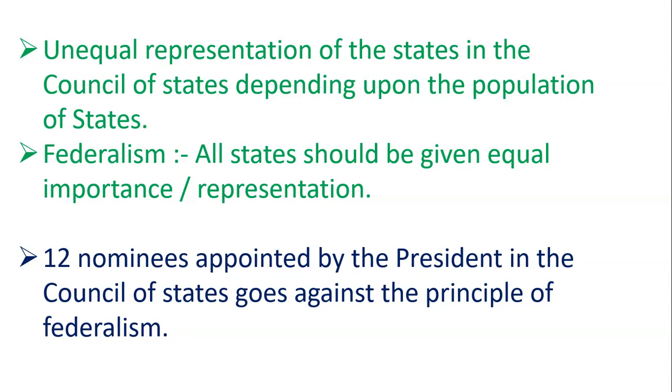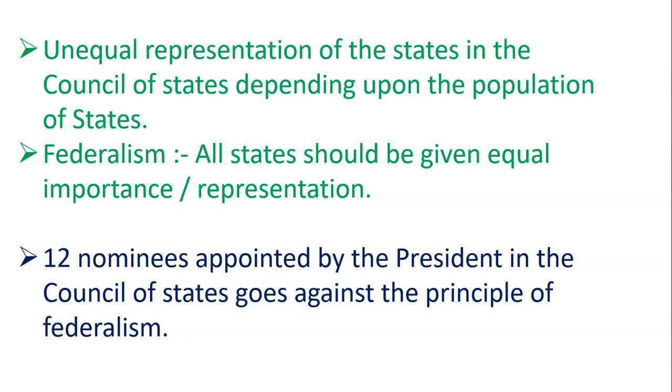So what is the practice in India? In Rajya Sabha, seats are allocated on the basis of the population of the state. If the population of the state is higher, then more seats are allocated, and if the population of the state is less, then fewer seats are allocated. So this is against the feature of federalism. Again, this indicates the unitary behavior of the Indian Constitution.